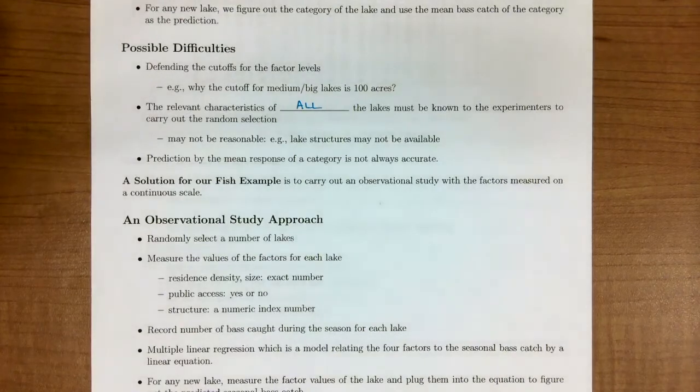Also, prediction by the mean response of a category isn't always the most accurate. That is, if we predict just by the mean of a group for a specific lake, that might not be the best solution. These limitations are going to motivate us carrying out an observational study and then performing multiple linear regression.